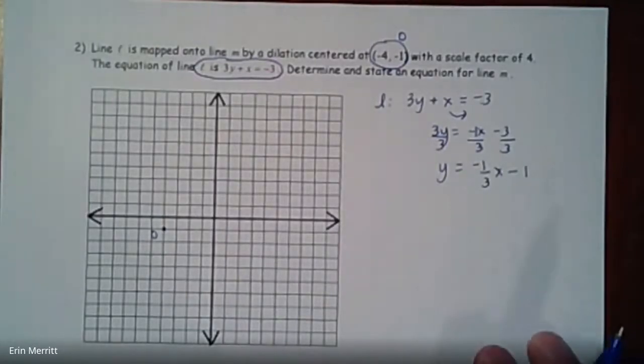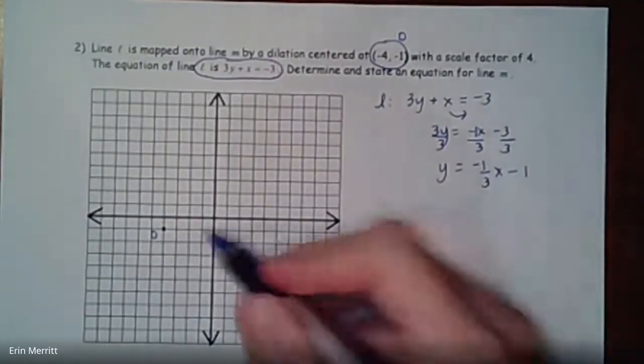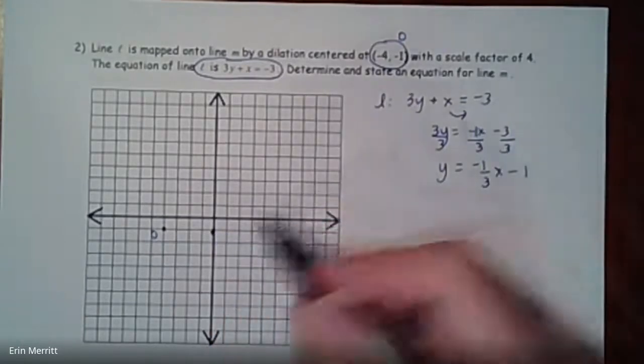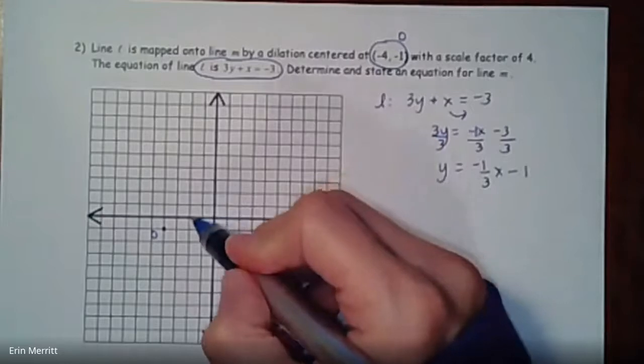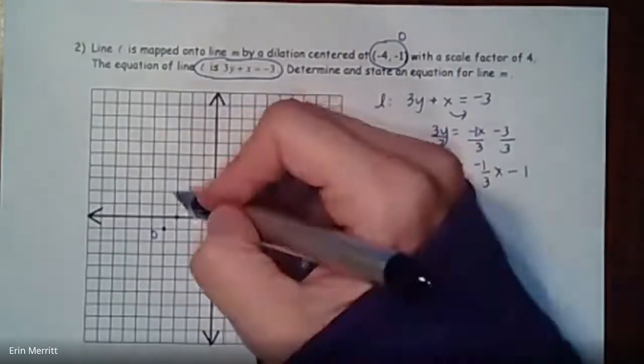Let's go ahead and get that drawn on the graph. So the y-intercept at -1, slope is down 1, right 1, 2, 3. Or I could go up 1, left 1, 2, 3. And I could keep repeating that.